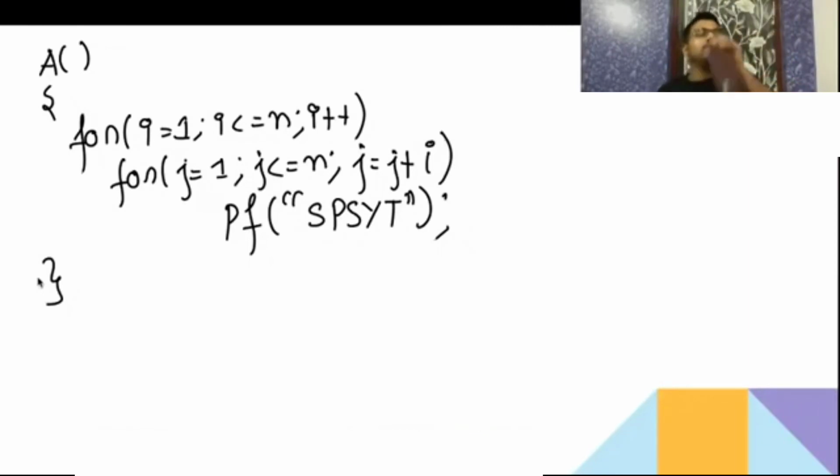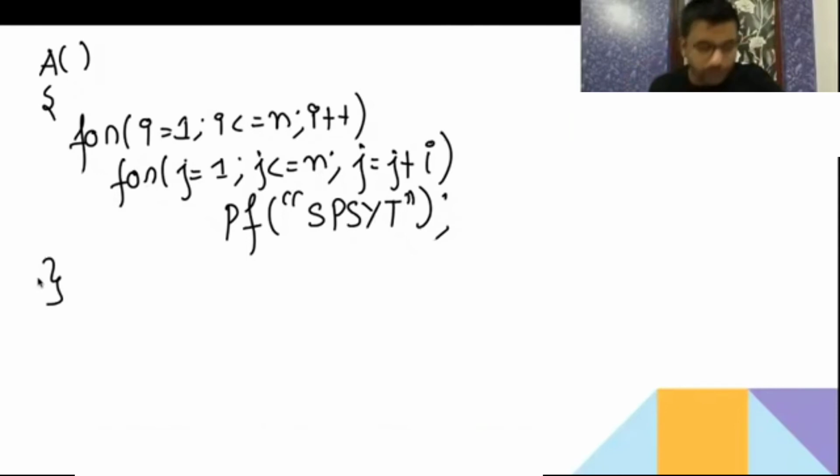Try this. Patel is saying n log n. Mansu is also saying n log n. Sweta is saying n square. Abhishek is saying n square. Rathore is saying n square. It is n log n.